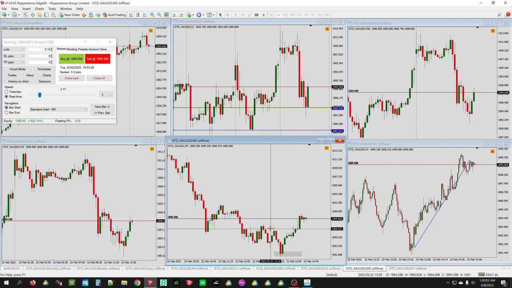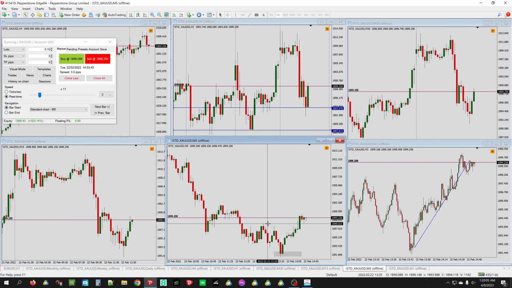As we have already broken above previous M5 highs, M15, H1 and M30 highs, I am now planning buys. In here, if we break above this area, I am willing to execute buys.